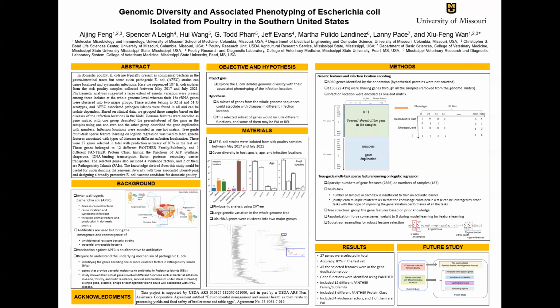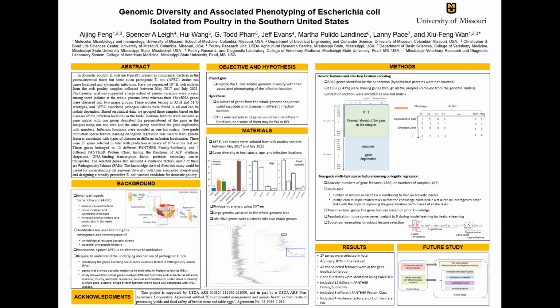About 5,000 genes were identified by the annotation, and about 1,100 were shared genes across all the samples, and the rest, about 4,000 genes, were used to build the gene matrix. One group of the gene matrix described the presence and absence of the genes in the samples using 1 and 0, and the other group of the gene matrix described the gene duplication with numbers. Infection locations were encoded as a one-hot matrix. The multitask feature learning model could be used to learn features from this genetic matrix and the phenotype matrix.